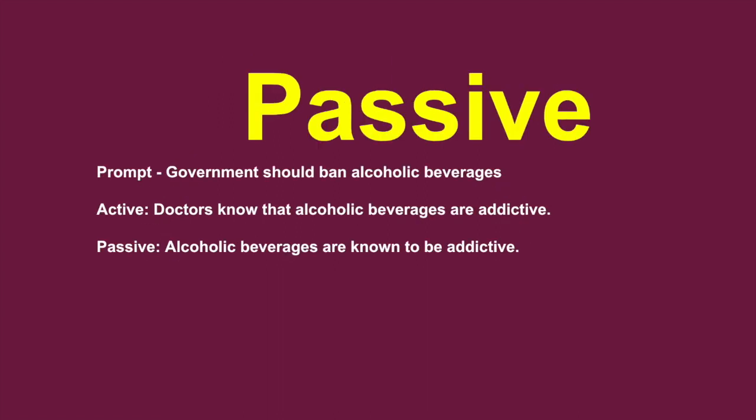The next type of sentence is a passive sentence. Let's see what is active and what is passive. The active sentence is, doctors know that alcoholic beverages are addictive. If we try to convert this sentence into a passive sentence, it would look like, alcoholic beverages are known to be addictive. So that's a passive sentence. You need to have at least a few passive sentences in your essay.